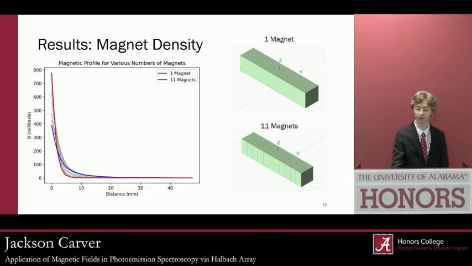Firstly, and most crucially, we observe the effects of magnet density on magnetic strength. Here on the right are a 1 magnet array and an 11 magnet array. On the left is a graph of the magnetic field for arrays with different magnet densities. The magnetic field strength decreases as one moves away from the array. In blue, you can see the field of a 1 magnet array, in red, that of an 11 magnet array, and the gray lines represent those in between. A distance of 0 millimeters represents the sample site.